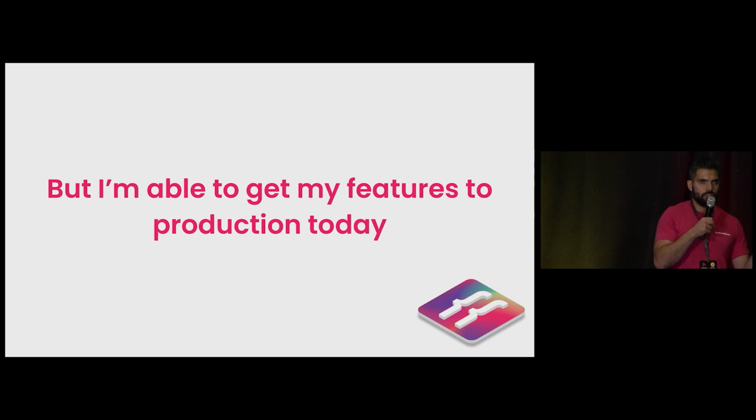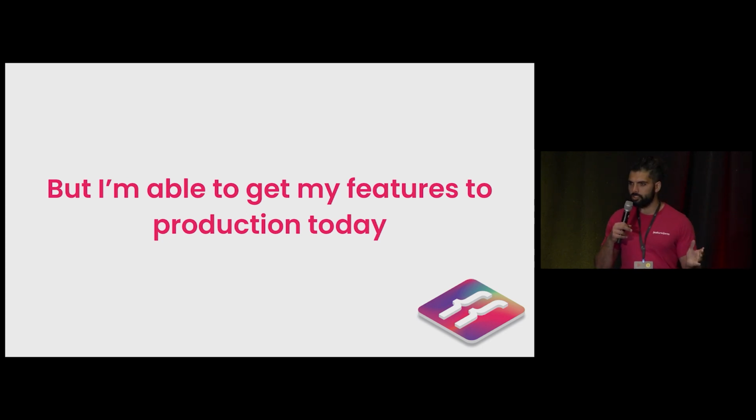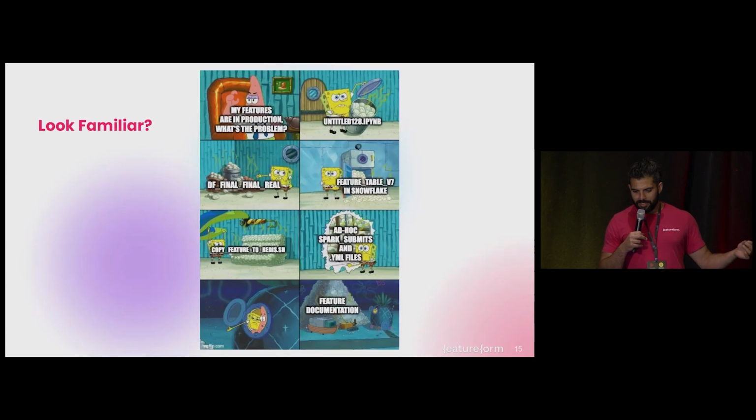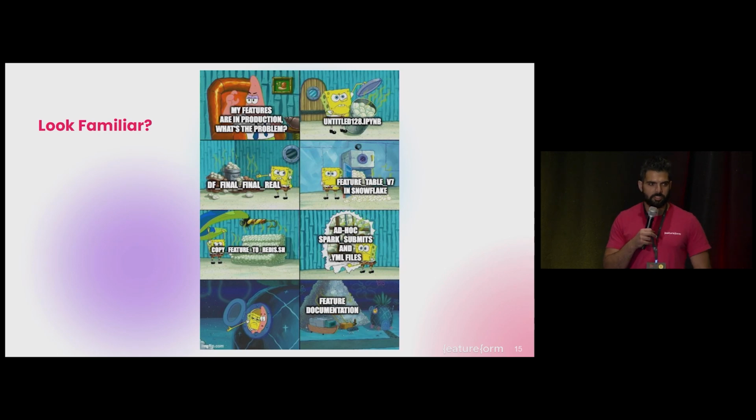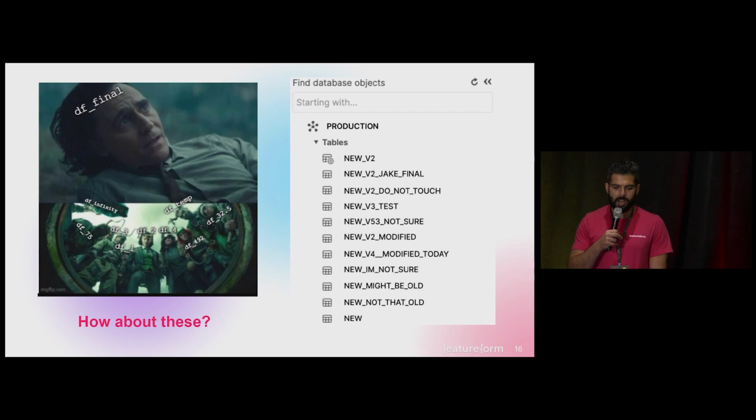Even in situations or teams where we are able to get features in production today, there's a whole other set of problems. And so I have more memes. I'm not meme GPT. I should have used that instead. So my feature's in production. You just have to run untitled 128 dot ipynb notebook, and then df final real actually gets copied into the feature table v7 in Snowflake if you call the copy feature to Redis shell function. Maybe this looks familiar too to a few of you.